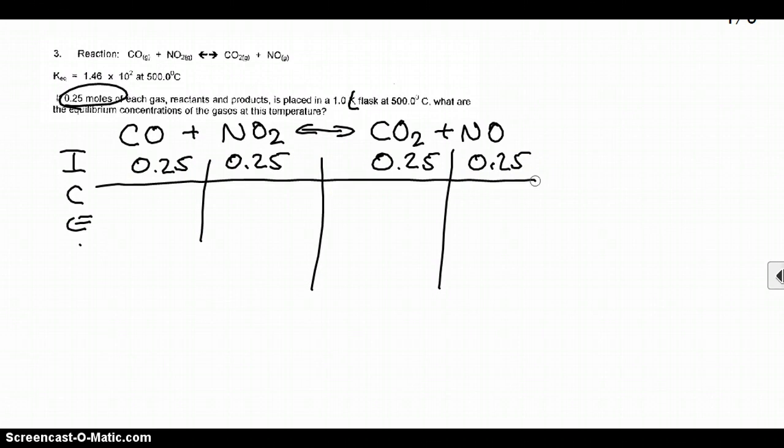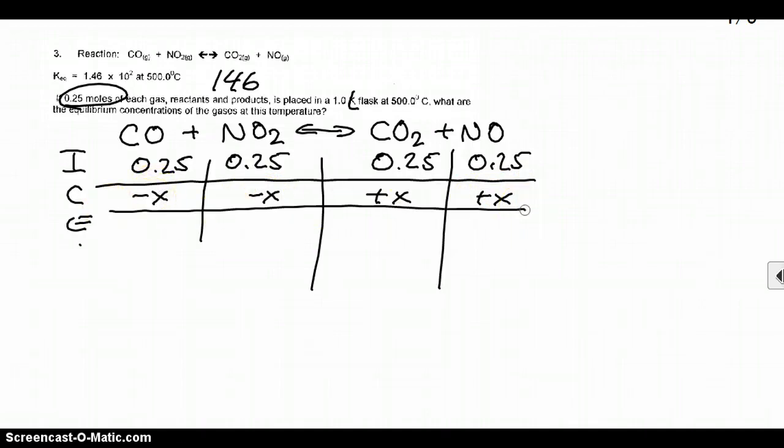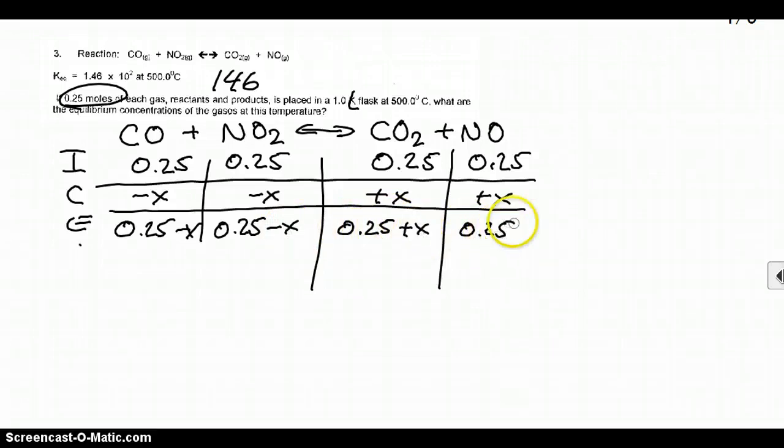Now, the equilibrium constant is 1.46 times 10 to the 2, or 146, which means that this will favor the products, meaning that we have an unknown quantity reacting, becoming products, as well as an unknown quantity leaving the reactants, meaning that we've got 0.25 minus X as the concentration of both reactants. We have 0.25 plus X as our concentration for both products.